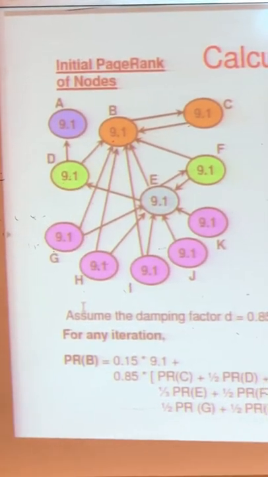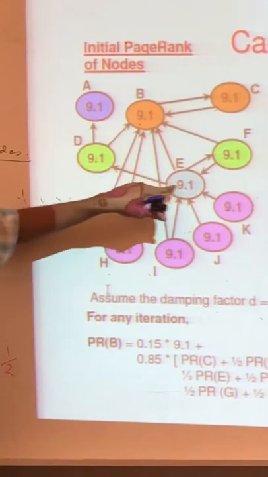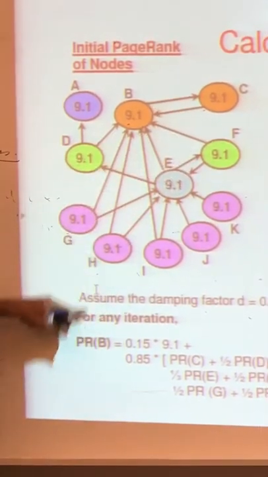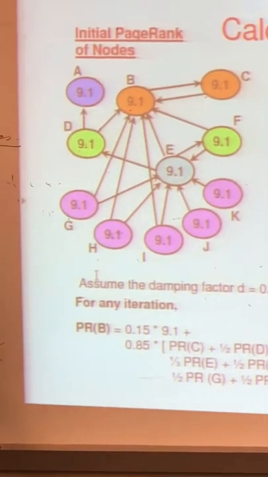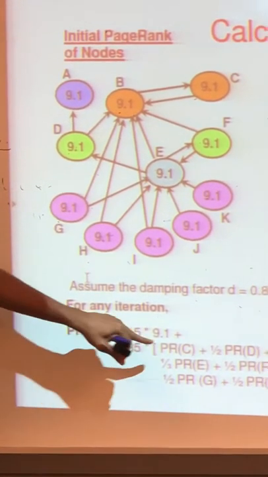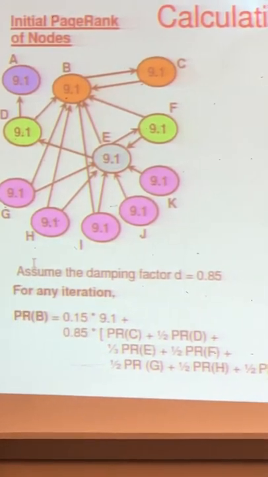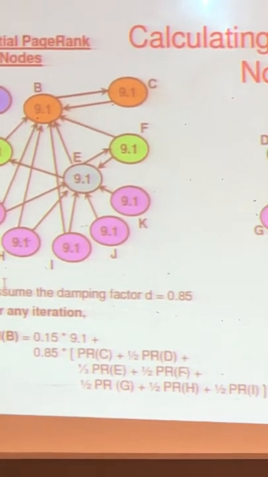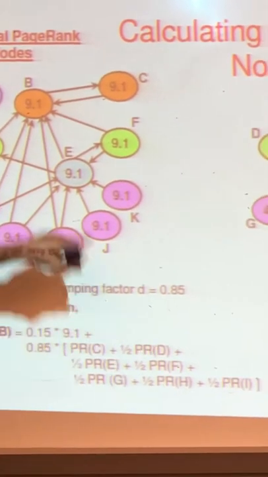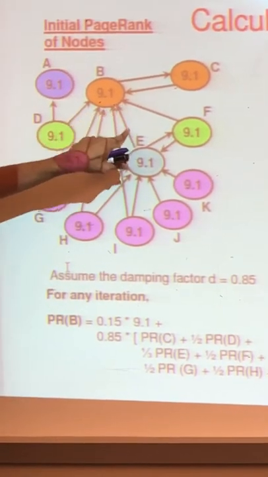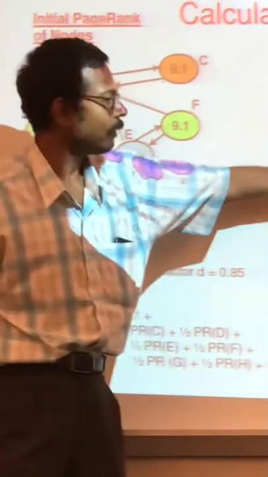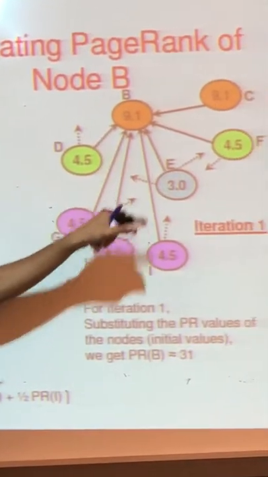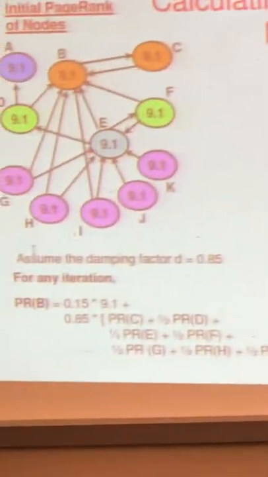B has incoming edges from C, D, E, F, G, H, all these vertices, right? Once you identify those vertices, go through one by one, and for those vertices, find how many outgoing edges they have. So in the case of E, it has one outgoing edge that goes to B, of course. The other outgoing edge is somewhere else. So you don't even have to worry about that, that's why I presented it like this.